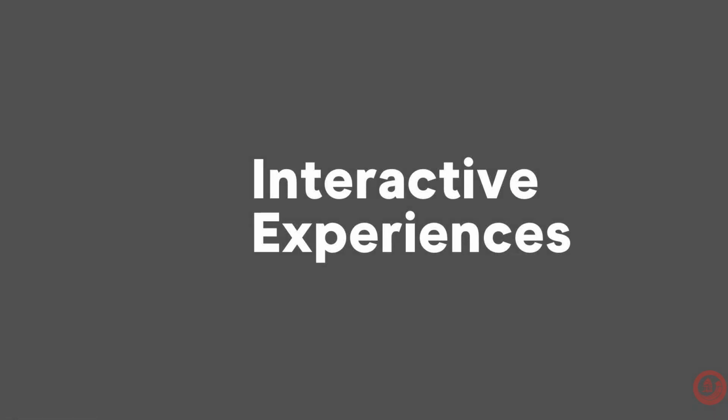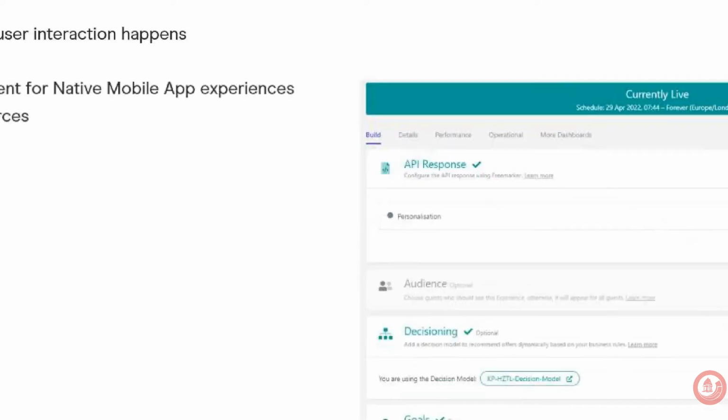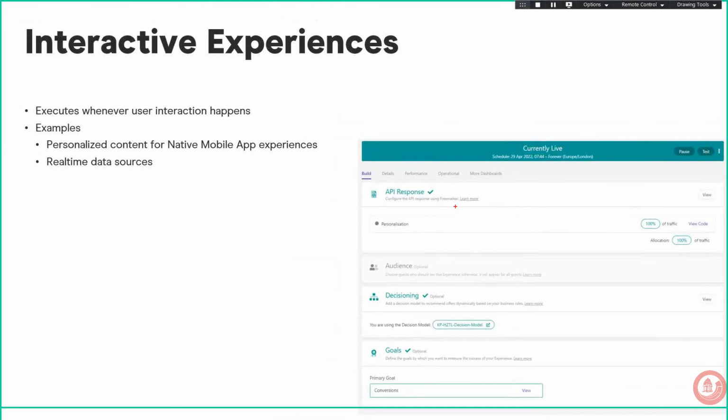Now let's talk about the interactive experiences in detail. So interactive experiences, as the name says, like you need to interact as a user to trigger this interactive experiences. And this is mainly API response, like you get an API response and you can create your JSON data using this. And here you have to write the code using the Apache FreeMarker, and then we'll see that example. So executes whenever the user interaction happens. The example can be personalized content for native mobile experiences or real-time data sources.